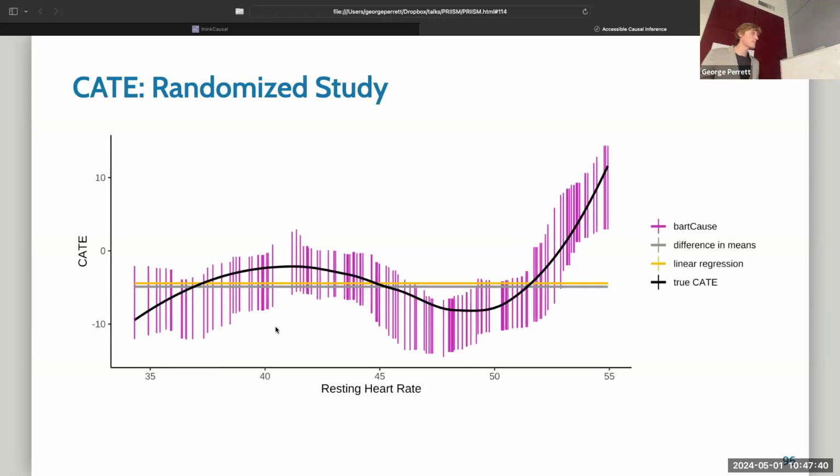Now, we haven't talked a lot about CATE up until this point, but an important thing to show is that linear regression and the difference in means assume the treatment effect's the same for everybody. BART does not do that. So the black line is the true CATE, and these purple bars are BART's estimates of the treatment effect for each person. We can see for each individual, we're really estimating the CATE well. So we can actually identify that people with high resting heart rates, the shoe's not good for them, but people with low resting heart rates, the shoe is really valuable.